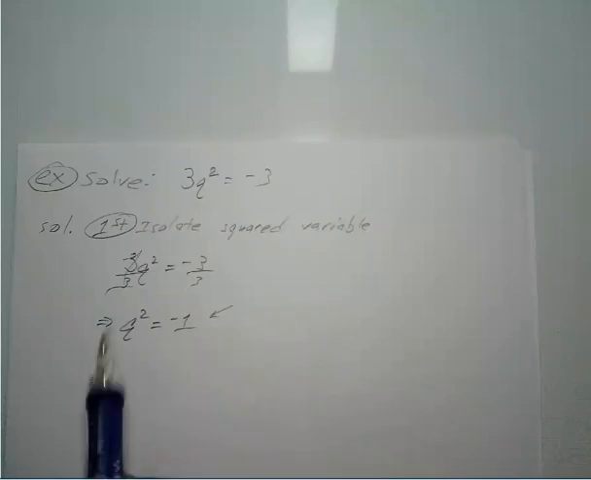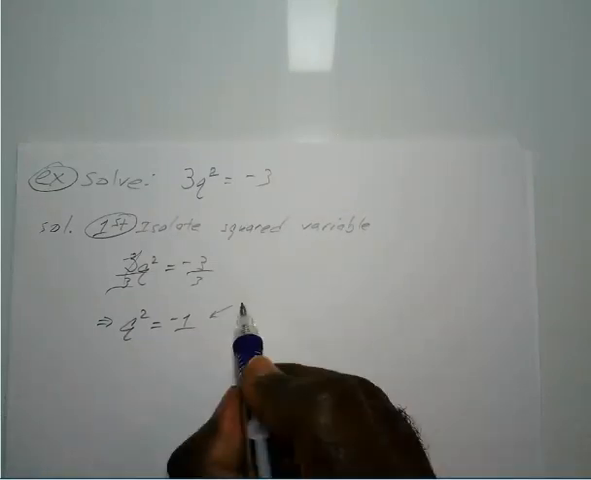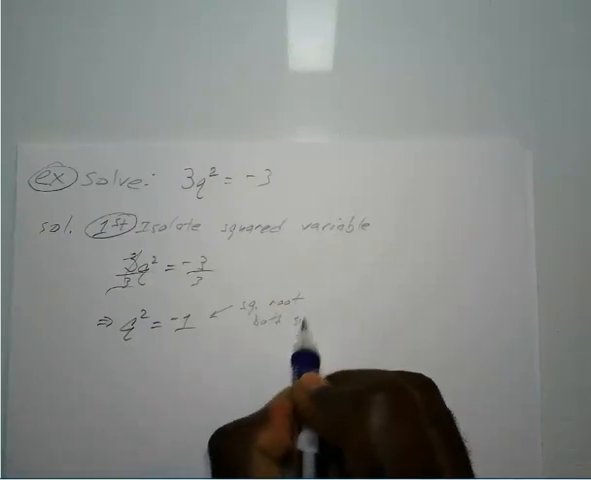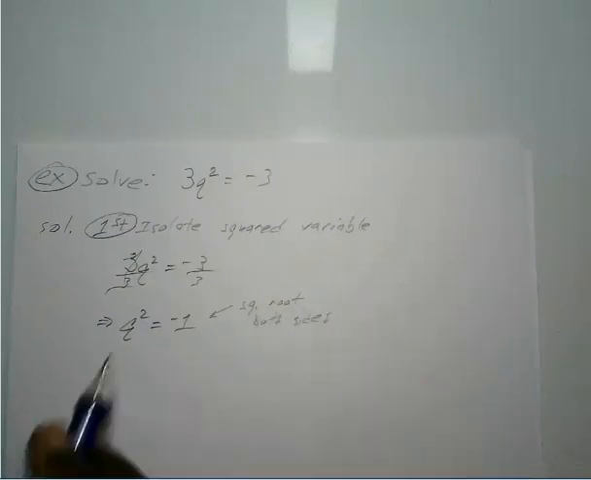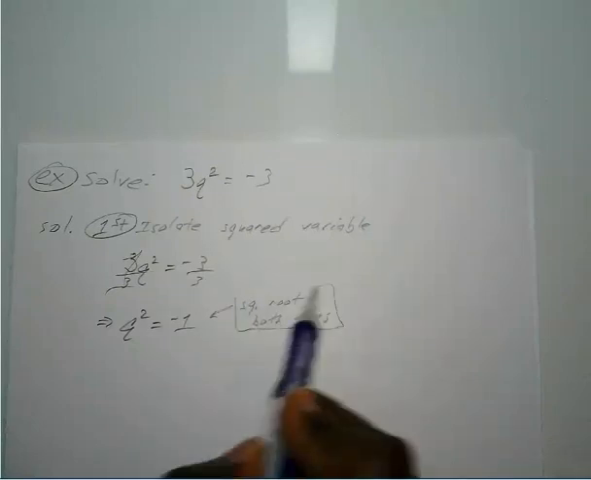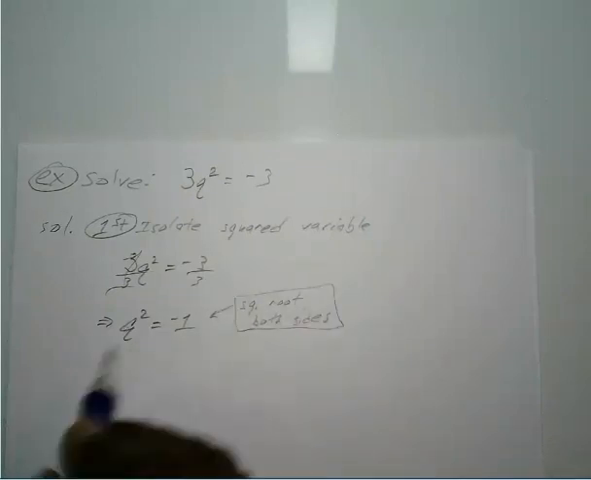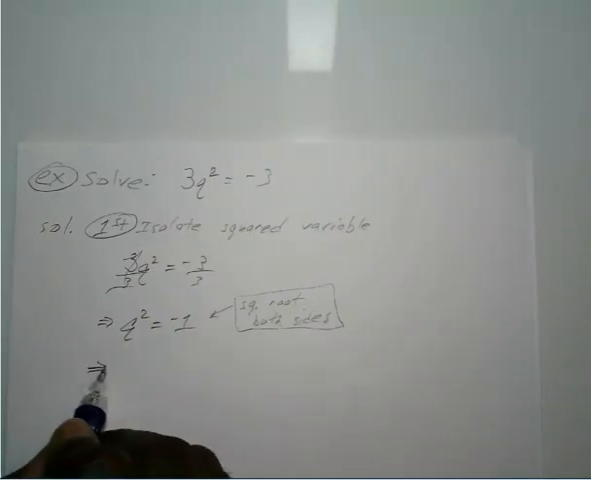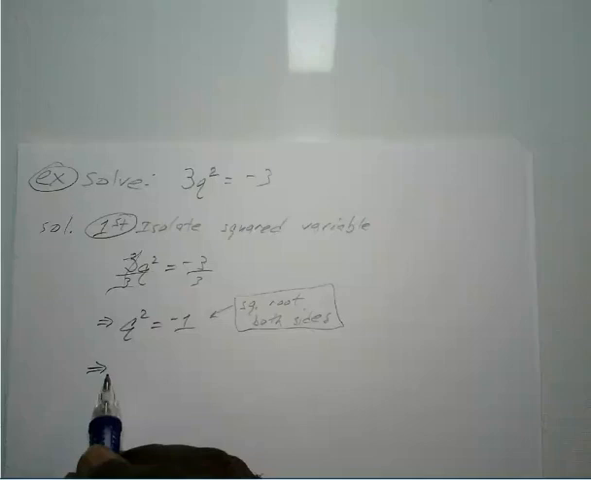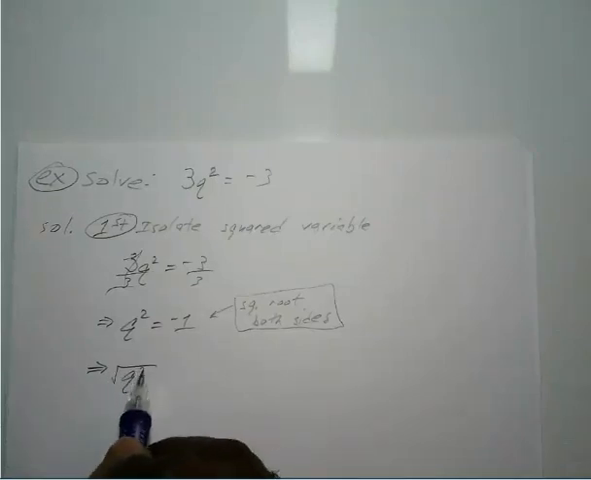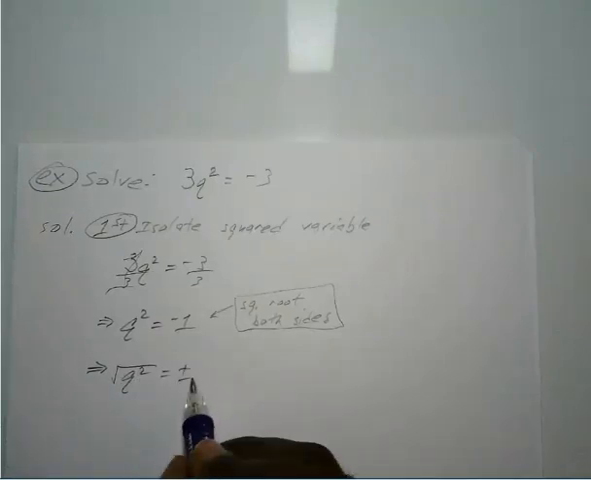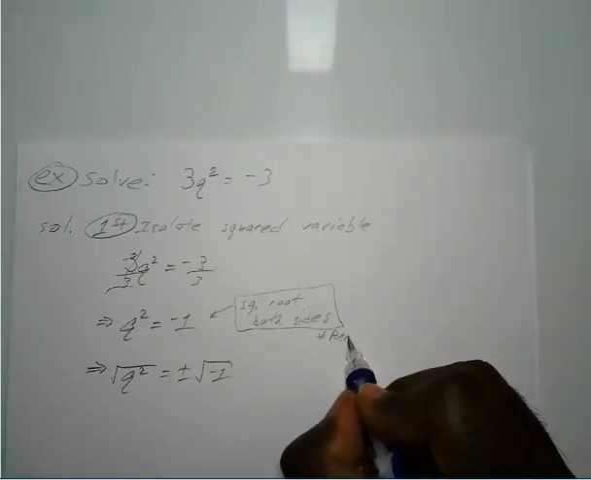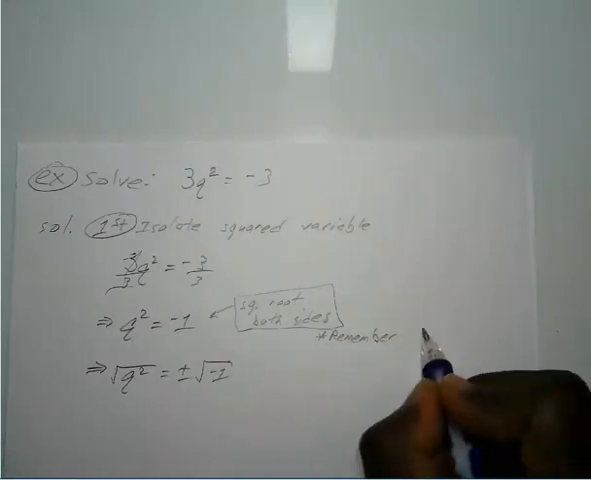Alright, so once again we have our q squared isolated. So we square root both sides. And after a while you'll just end up skipping this square root both sides part, because you know if you square root both sides you'll just end up with q equals plus or minus the square root of negative 1. But I show it anyway just for the step-by-step. So the square root of q squared equals plus or minus the square root of negative 1. And remember your plus or minus.